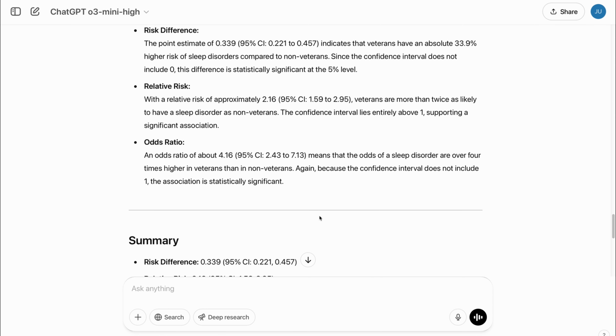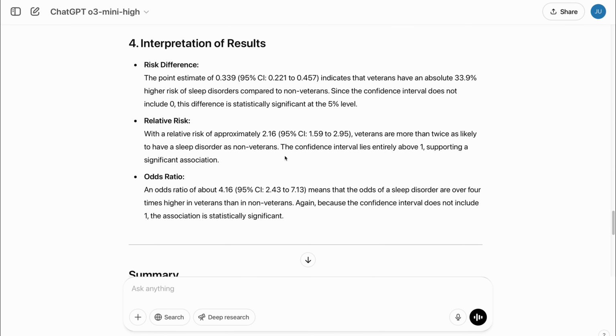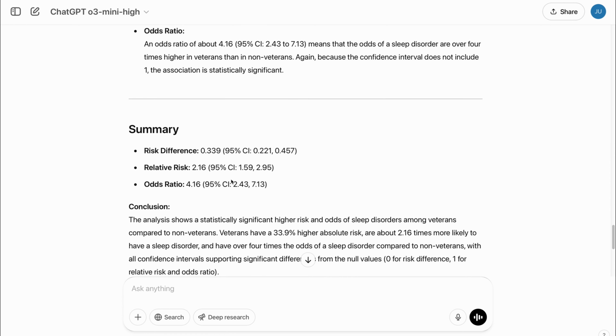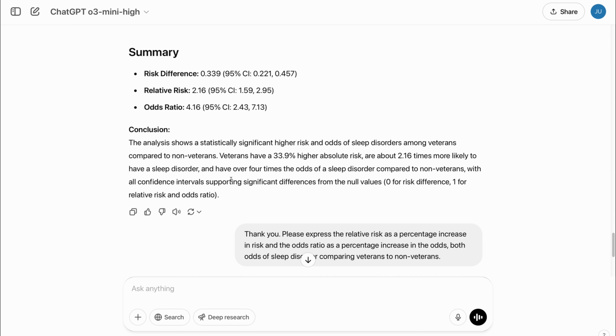We see as well that we get the nice interpretation of the results. The point estimate of 0.339, 95% confidence interval 0.221 to 0.457 indicates that veterans have an absolute 33.9% higher risk of sleep disorder compared to non-veterans. So it's putting percent there, but we do like to say percentage point. And it's doing the same for relative risk and odds ratio. I will let you pause that and read that. And we see another little summary there, very nicely done.